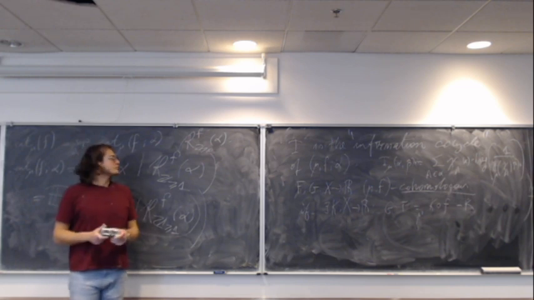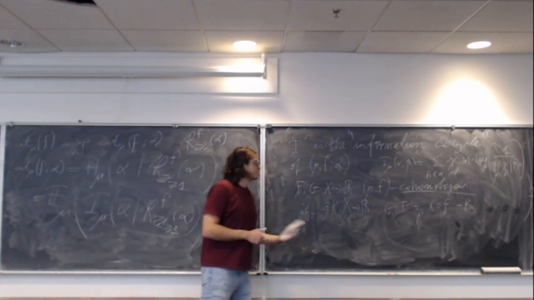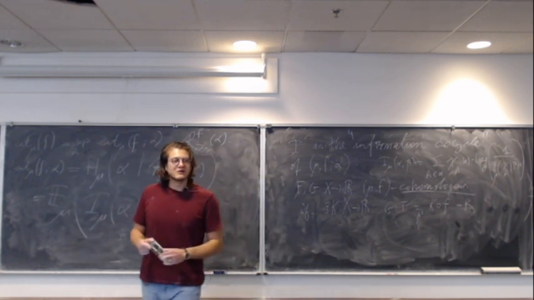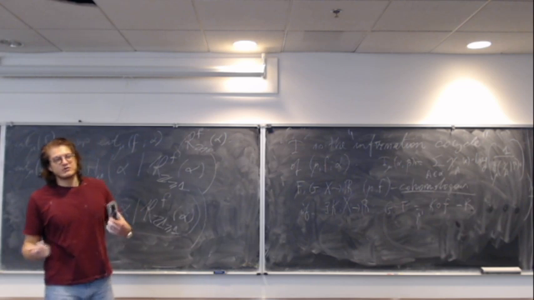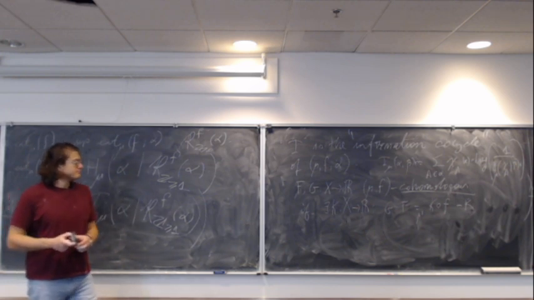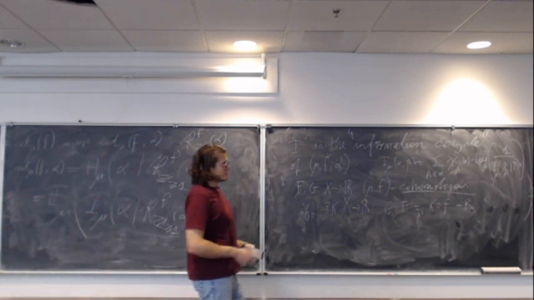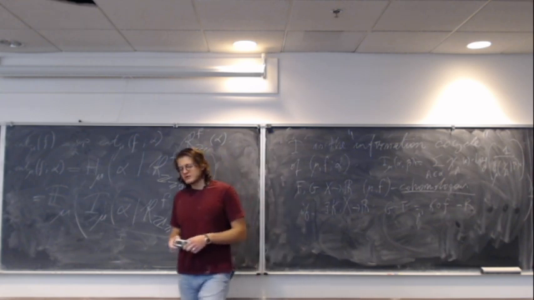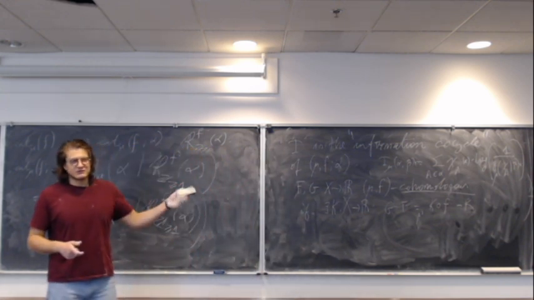Yeah, if you're interested in these kind of things, probably Zimmer's book is the best way to start. Zimmer has a book called Ergodic Theory and Semisimple Lie Groups or something. He has a theorem called co-cycle superrigidity. It's related to this.